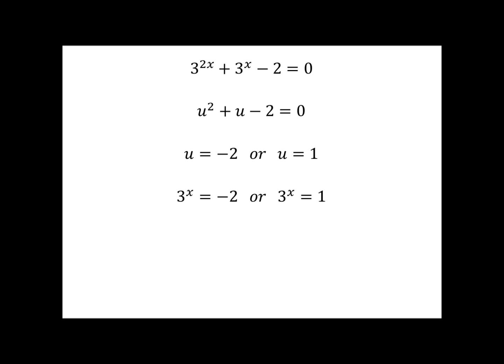Now I make my substitution back in. U is equal to 3 to the x. And now I try to solve for the x by using a logarithm. I'll use a log base 3, and I get x equals the log base 3 of -2, or x equals the log base 3 of 1. Now, that first logarithm doesn't work. You can't take the log of a negative number. But that second one works out really nicely. Any log base of 1 equals 0. Remember, 3 to the 0 power equals 1. So x has to equal 0.